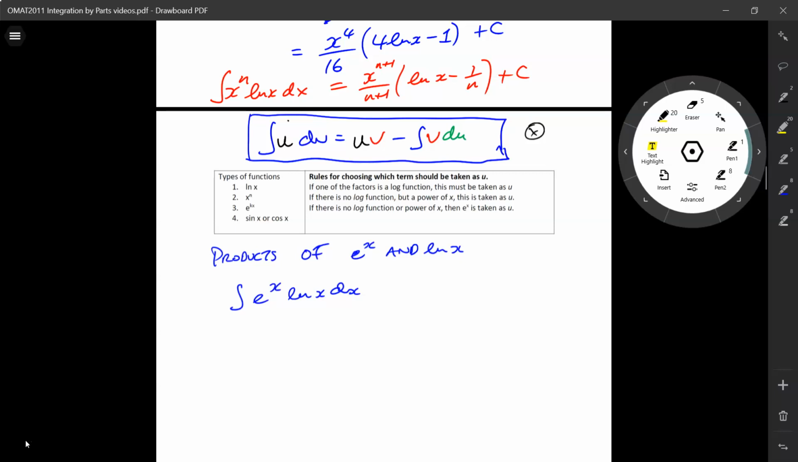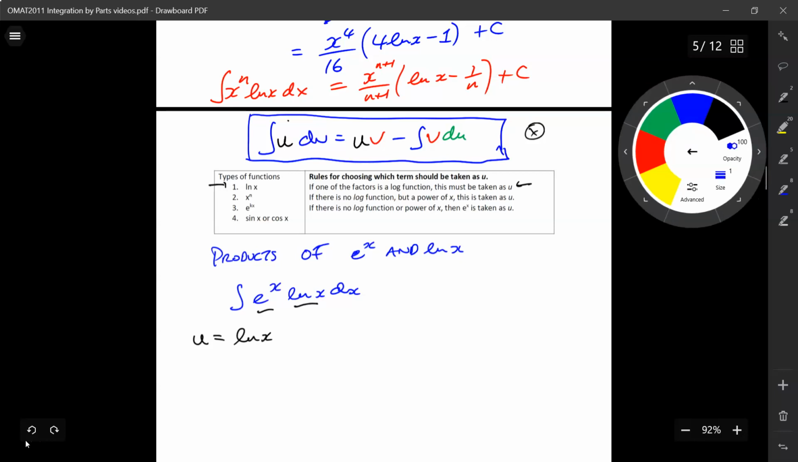So the first question is, which of these two will be set to u? Is it exponential x or is it the log of x? So we come up to a rule, and the first one on the page is, if one of the factors is a log function, this must be taken as u. So u is equal to the log of x, and that means dv must be the rest of it. So dv is exponential x dx.